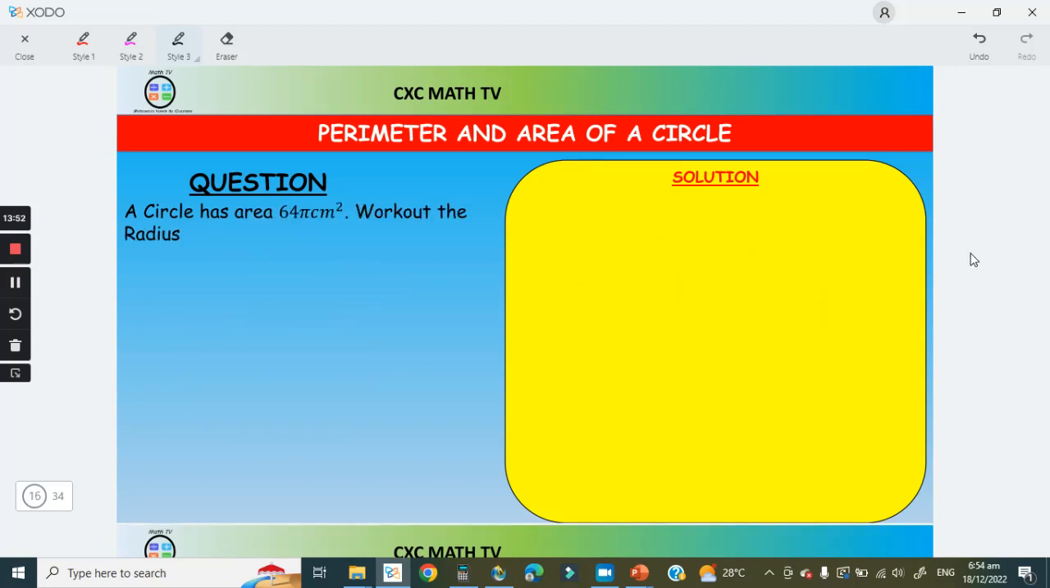Let's continue. More questions, more questions, more questions. A circle has area 64 pi centimeters squared. Work out the radius. Pause the video and attempt.